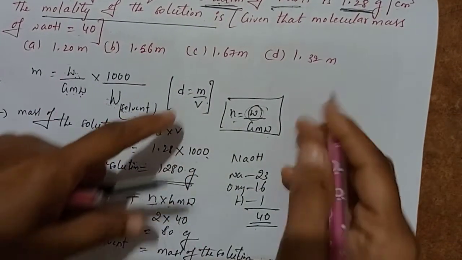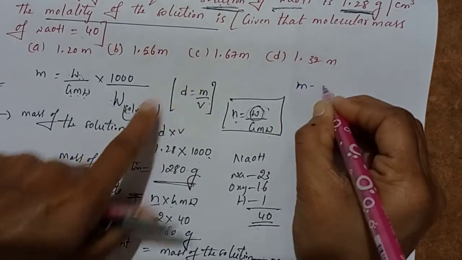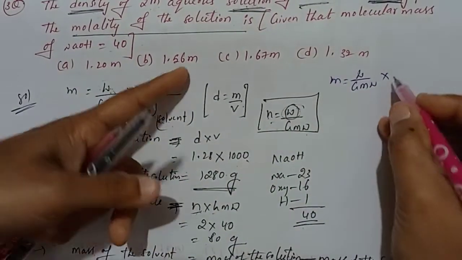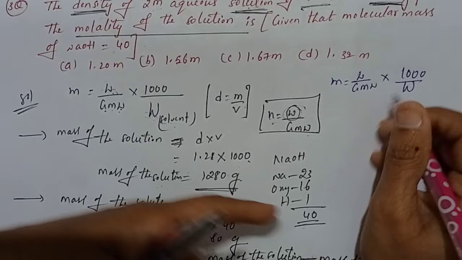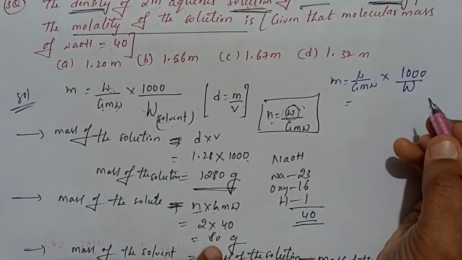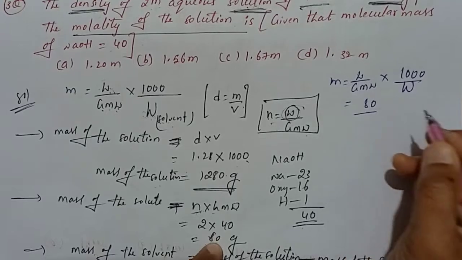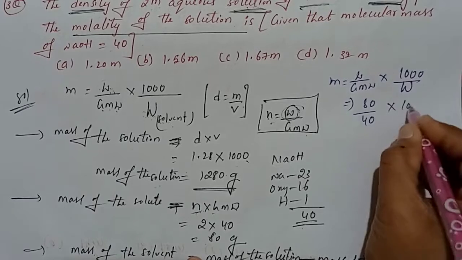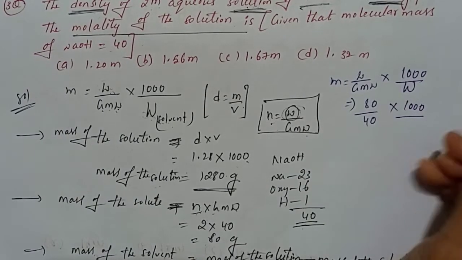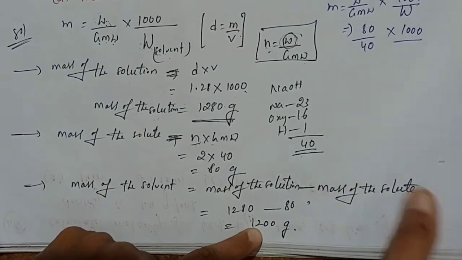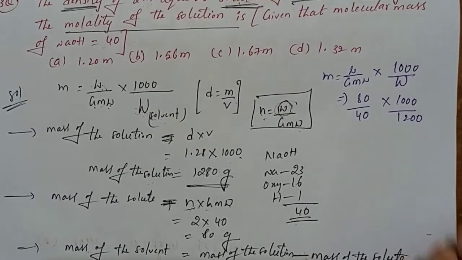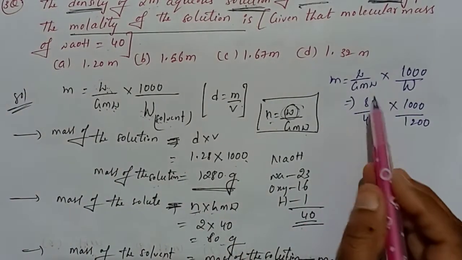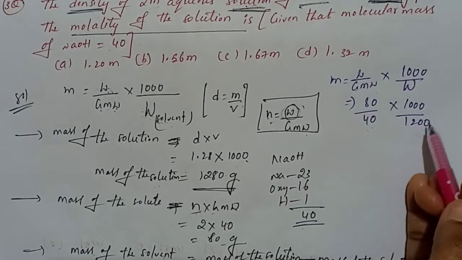Now substitute these values here. What is the formula? Molality M is equal to weight by gram molecular weight into 1000 by W, the weight of the solvent. Weight of the solute, how much, students? How much we calculated? 80 grams. So 80 by gram molecular weight of the solute, how much? 40. Into 1000 by weight of the solvent. What is the weight of the solvent, students? How much we calculated? 1200. So here you take 1200. Understood? So 80 by 40 into 1000 by 1200.